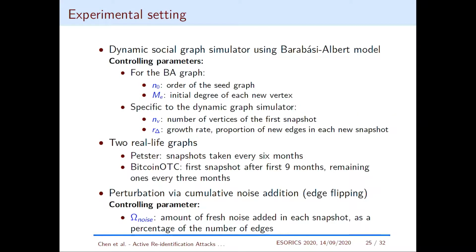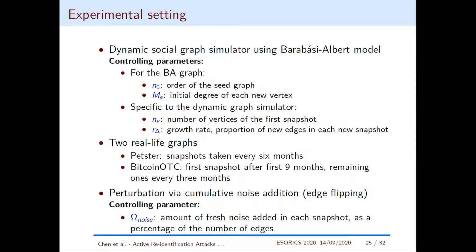For our evaluation, we use a collection of synthetic dynamic social graphs, using a graph simulator that we built using the Barabasi-Albert model. In this simulator, we let a BA graph grow until it reaches a given number of vertices, and at that point we take the first snapshot. Then, for each consecutive snapshot, we let the BA graph grow until a given percentage of new edges has been added, and then we take a snapshot, and so on.